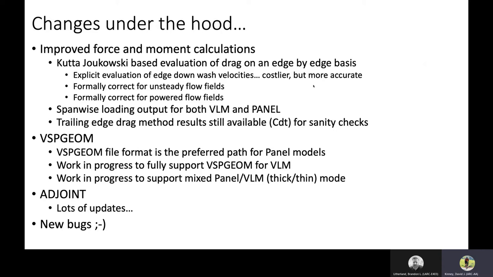So the method that was in there before, the third bullet there, is the trailing edge method, the CDT coefficient that's written out by VSPAERO. That basically used a Trefftz plane type analysis. You still had to calculate downwashes, but only at the trailing edge. It's actually quite accurate, but unfortunately, it's really only applicable essentially for steady state solutions and non-rotating, non-moving body flow cases. And we are moving the code to be able to do unsteady flows and powered flows, with either actuator disks or full unsteady rotor models.